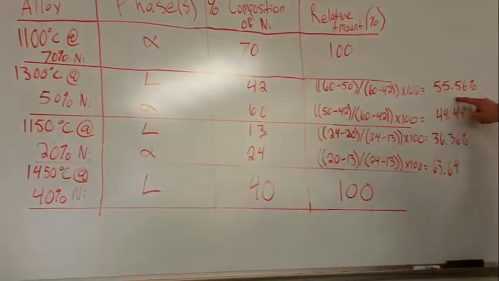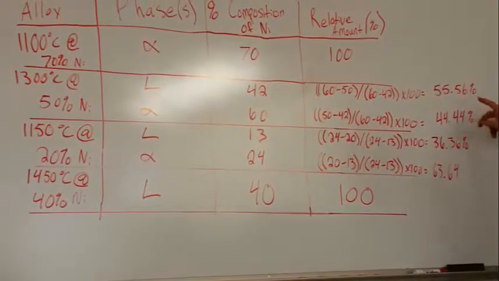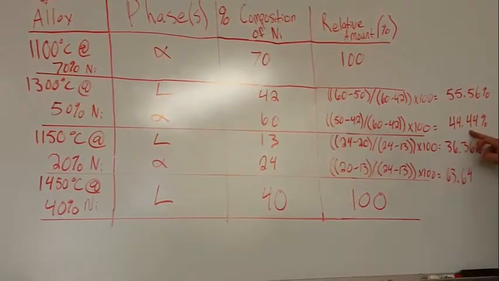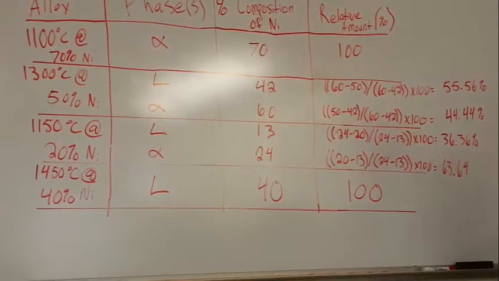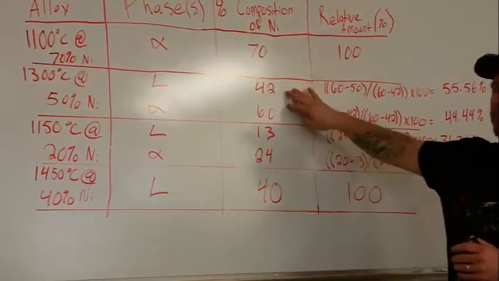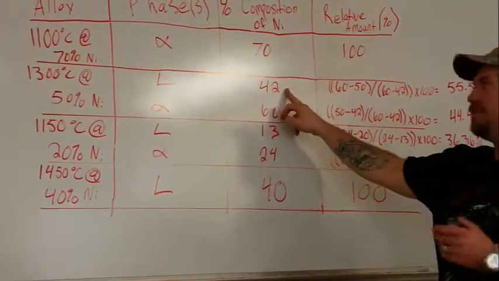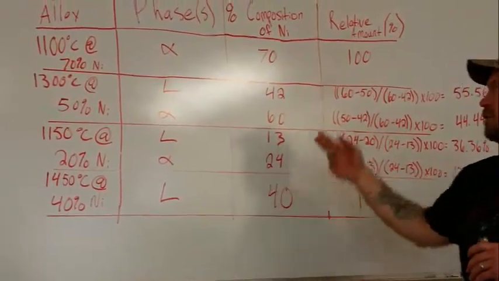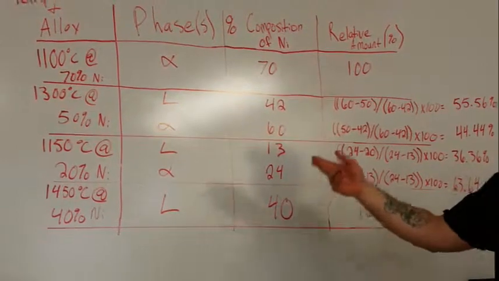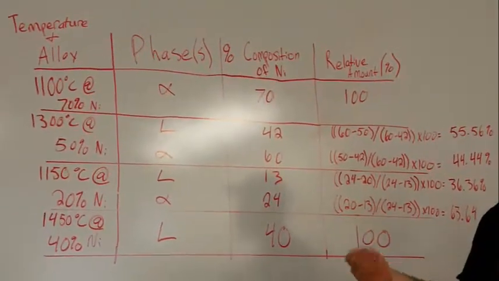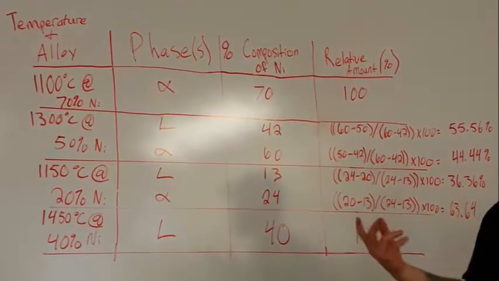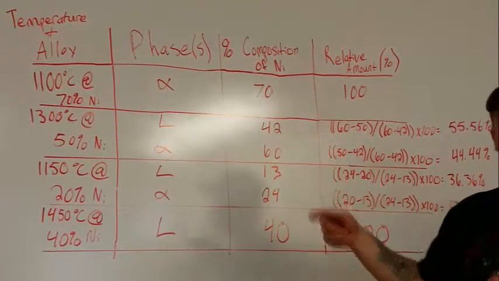So notice we have 55.56% liquid and 44.44% alpha. And obviously, when we're talking about 42% liquid, then we can assume that there's 58% other liquid that is also copper.